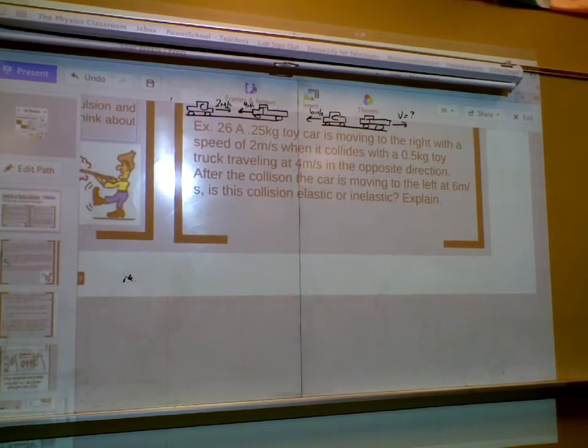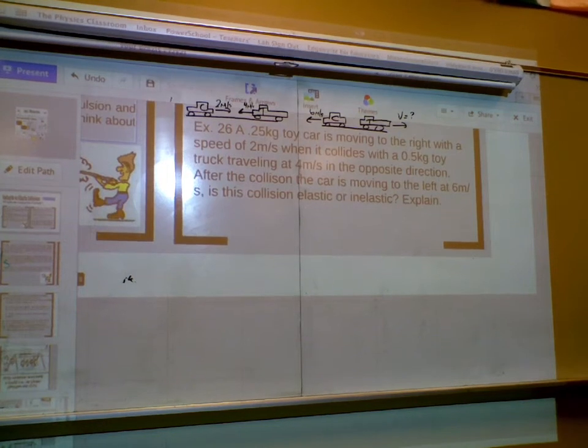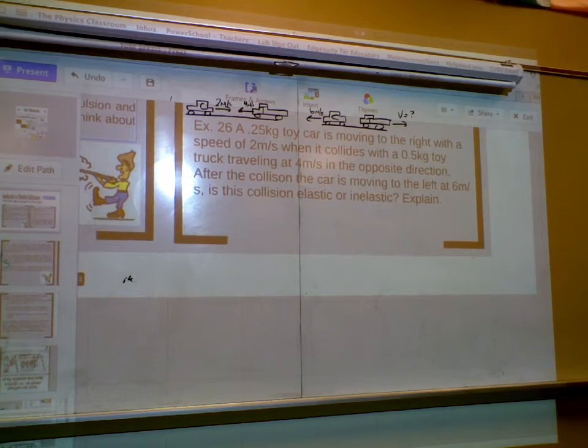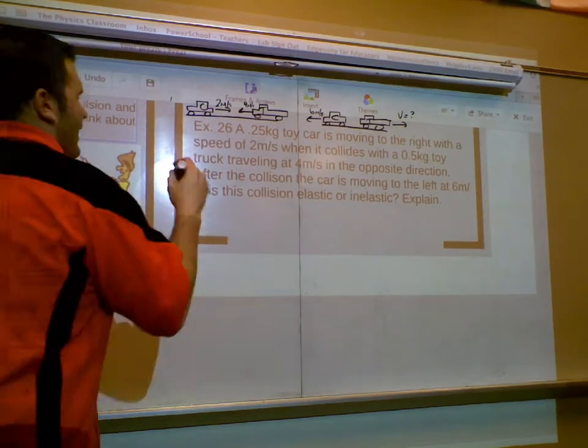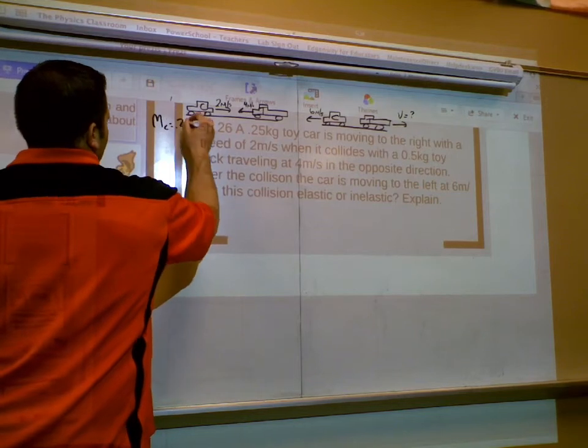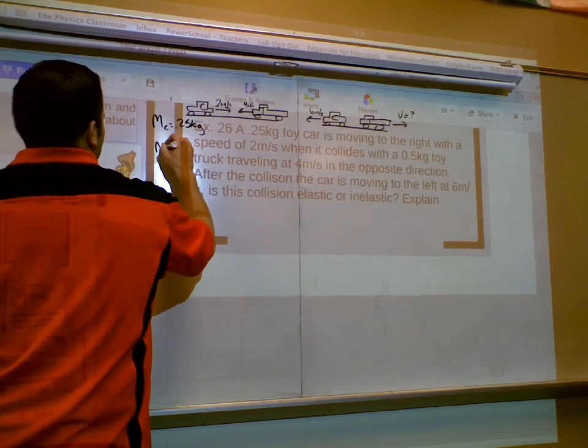Example 26. Are there any questions about what it says before we get started? No? Okay. What's the mass of the car again? 0.25 kg. What's the mass of the truck? 0.5 kg.